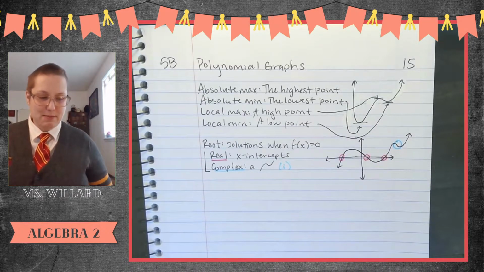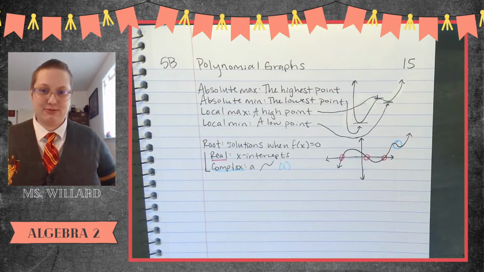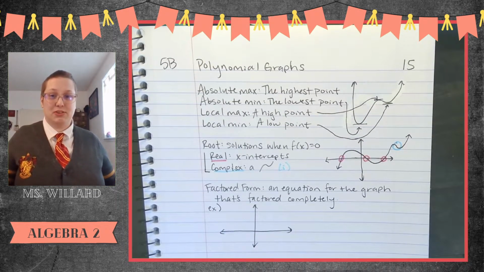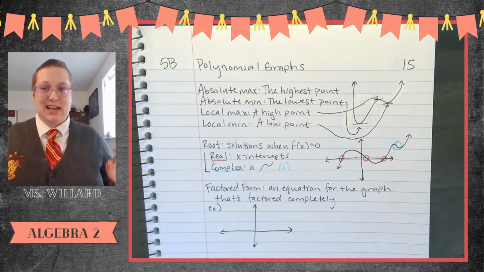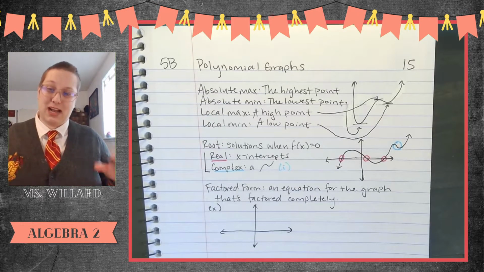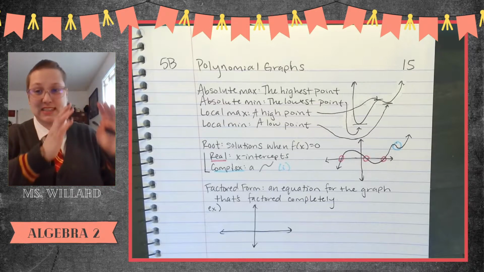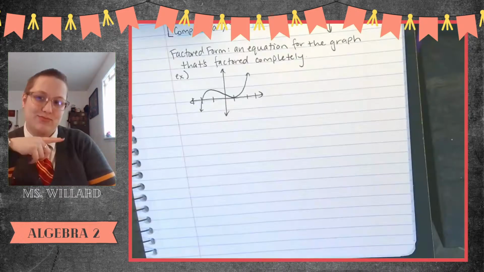Beautiful. Let's talk about factored form now. Factored form is an equation for the graph that's factored completely. Now, this sounds kind of weird, like we actually have to factor it, but no, it'll just look like that. It'll have parentheses, parentheses, parentheses, parentheses. Let me show you an example.